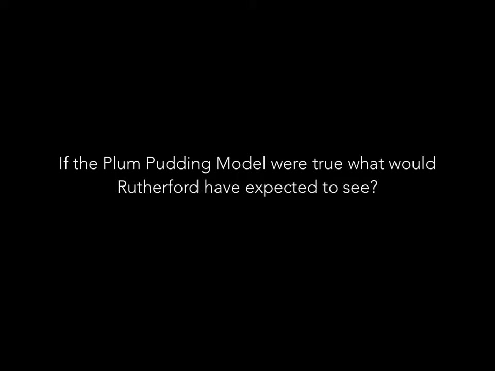So, we've now looked at J.J. Thomson's plum pudding model and the design of Rutherford's experiment to verify this model. The question I leave you with is this. If the plum pudding model were to be true, what would Rutherford have expected to see within his results? For example, which angles would he expect the alpha particles to have left the gold foil at? We'll discuss this in next lesson.